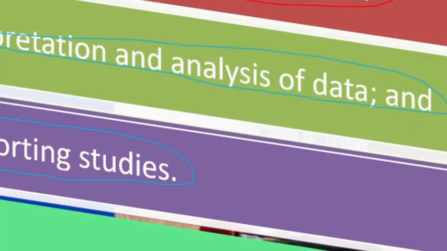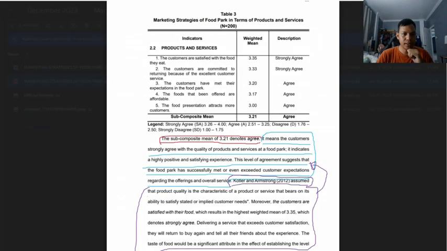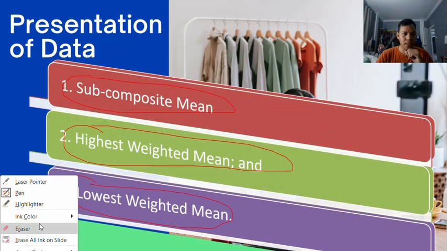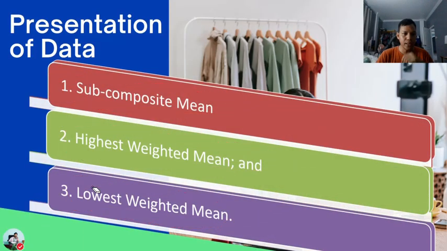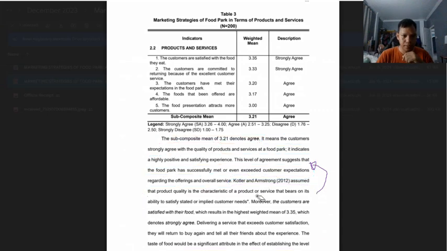So we are done with presenting data in a paragraph form, interpretation and analysis of data, and then the third one is supporting studies. And again, we will start with the sub-composite mean, next the highest weighted mean, and then lastly the lowest weighted mean. Okay, so I will show you some examples here.